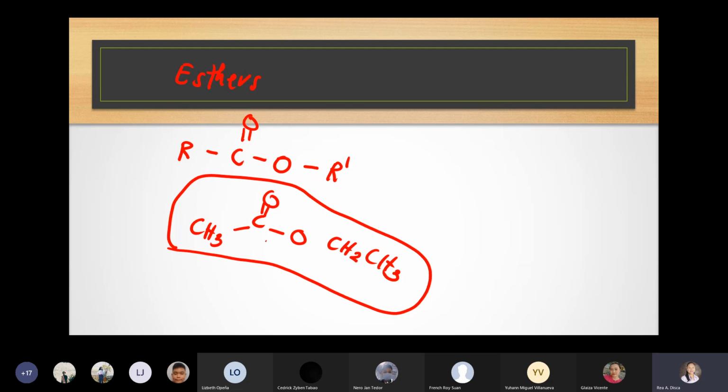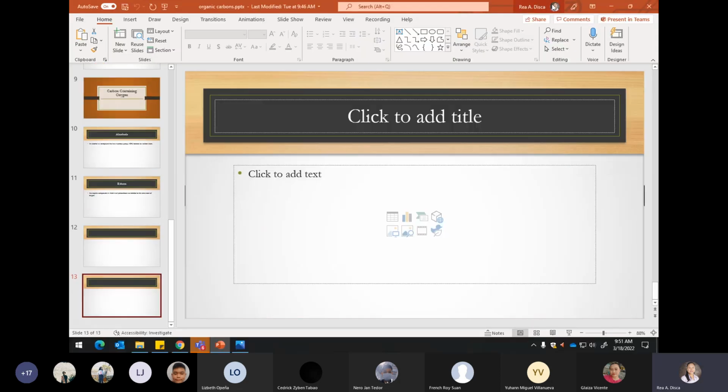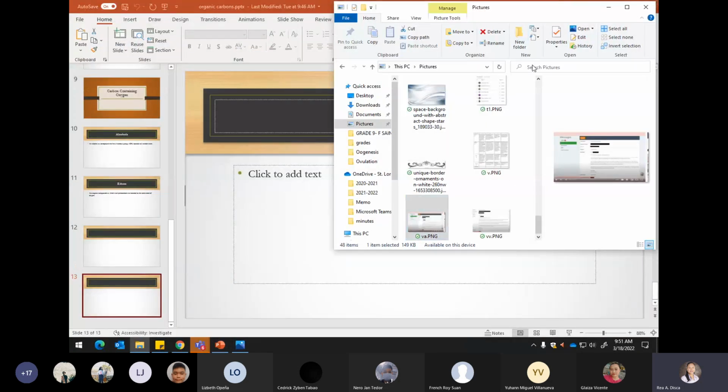But for your quizzes, we will not reach this. We will only go up to carboxylic acid because this is too advanced. Do you have any questions or clarifications? Okay, so we are done with the organic compounds containing oxygen. Maybe we can still proceed, but it seems we will not have enough time.